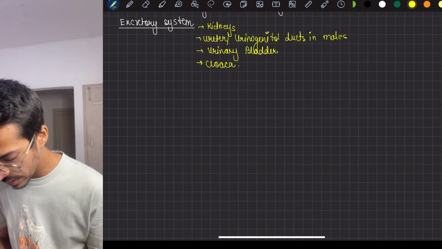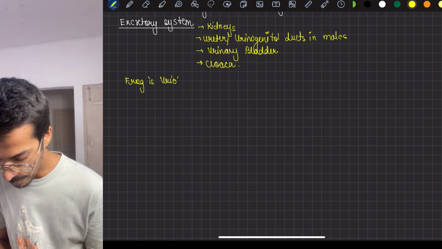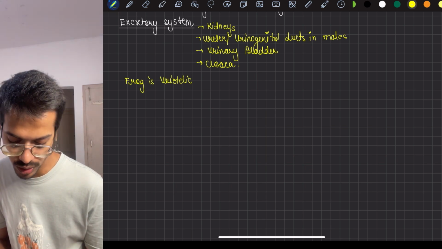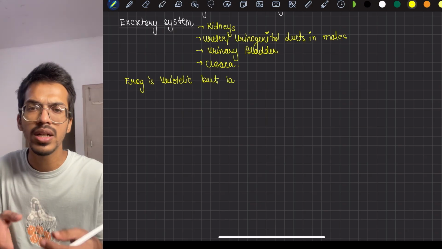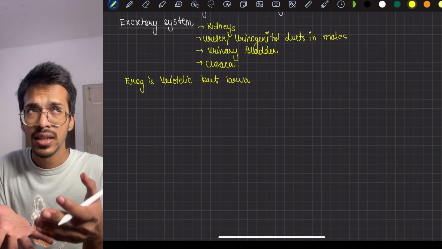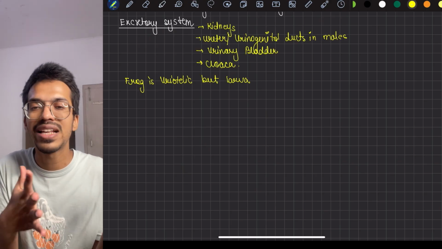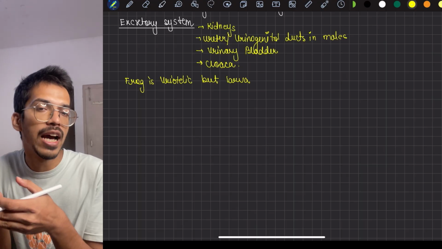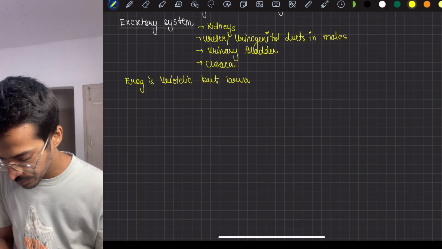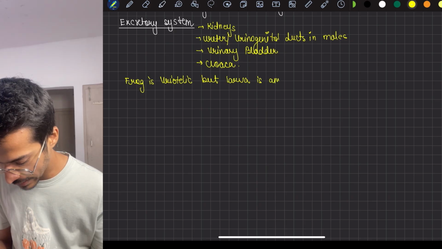Now the frog is ureotelic, but the larva is ammonotelic, as the larva will be available in the water itself all the time, so it will be able to produce ammonia and directly remove it. It doesn't have to convert it into urea or uric acid. And the larva is ammonotelic.